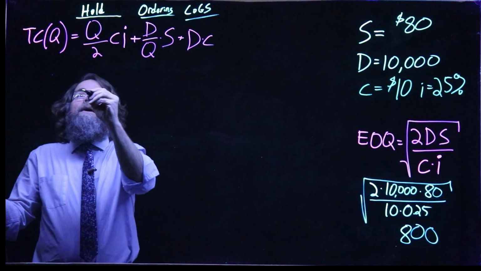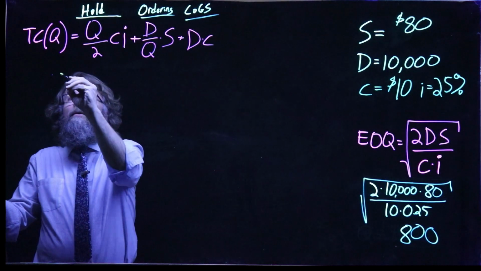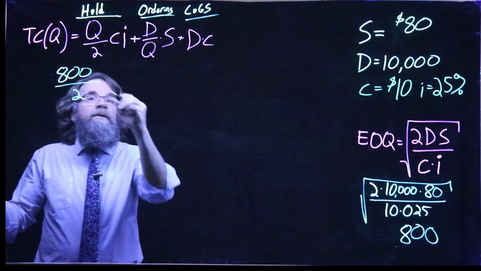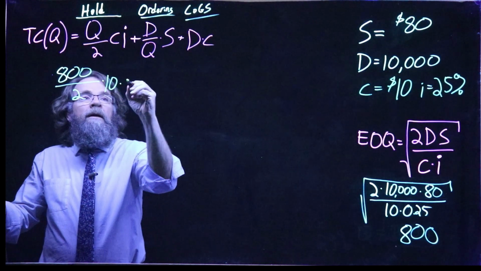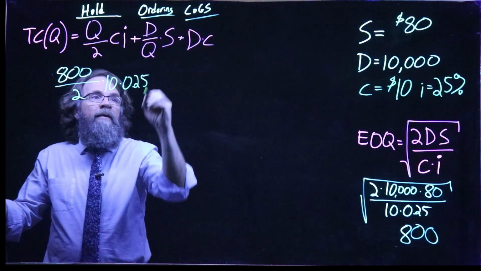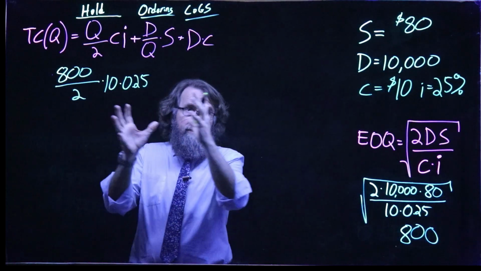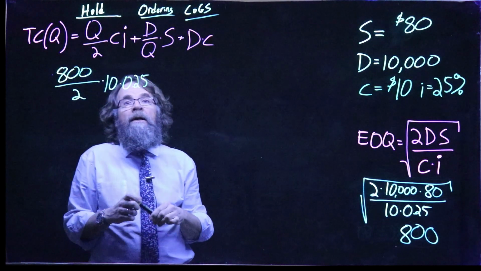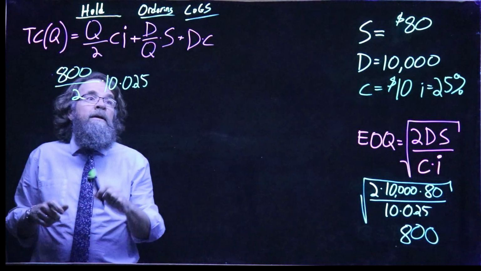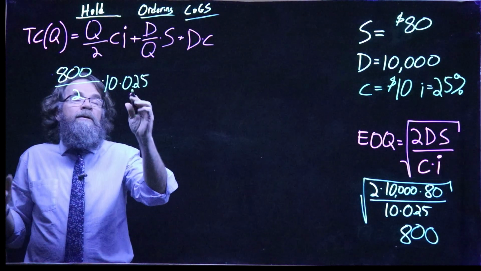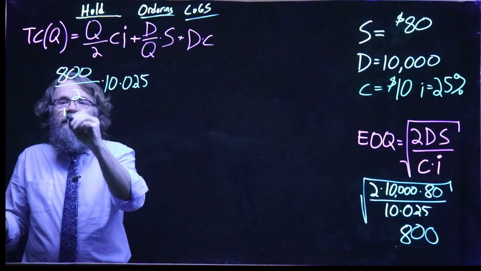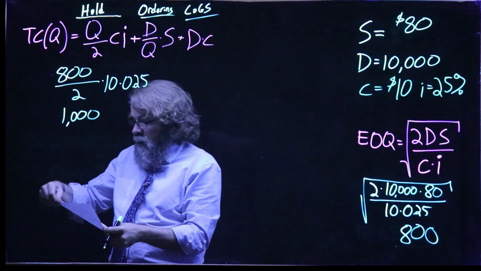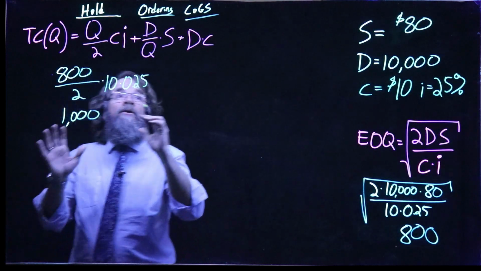So we will start with the holding cost. Our order quantity 800 divided by 2 times the cost of the goods, which is $10, times the holding cost, which is 25%. I'm just going to stop and do this calculation one step at a time. So 800 divided by 2 is 400, times 10 is 4,000, times 25% is $1,000. Yes, okay, perfect. So that's the holding cost.